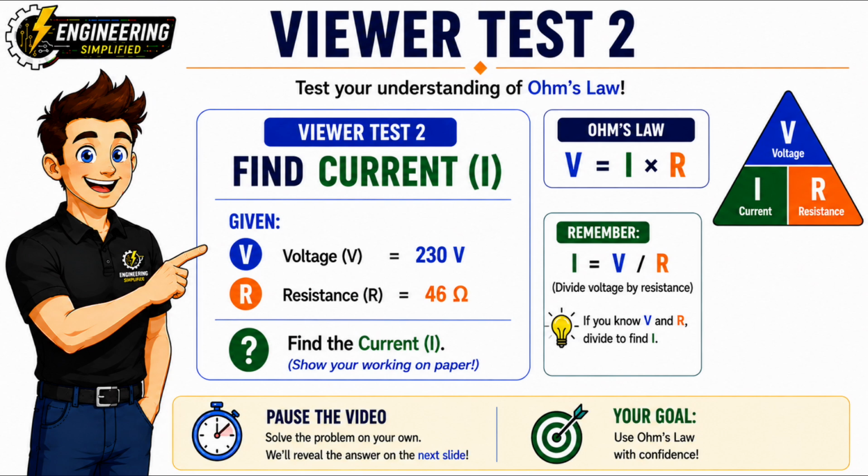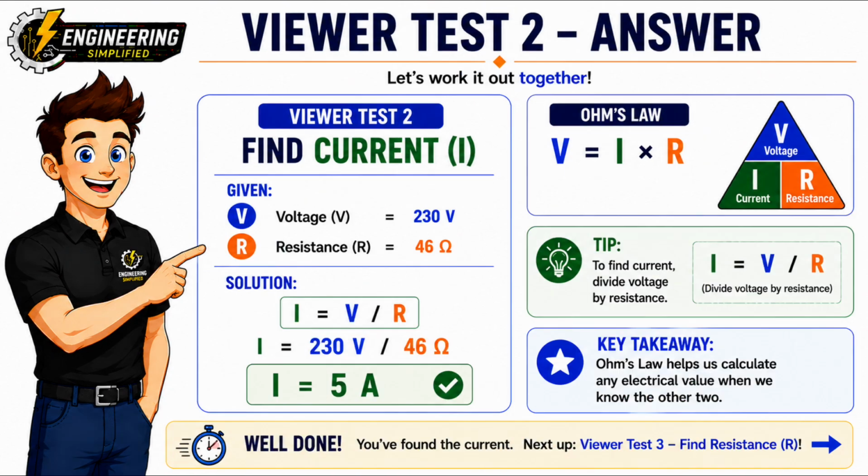Ready? We need current, so the formula is I equals V divided by R. Substitute the values. I equals 230 divided by 46. 230 divided by 46 equals 5. Therefore, the current is 5 amps. If you got 5 amps, you've got it right.